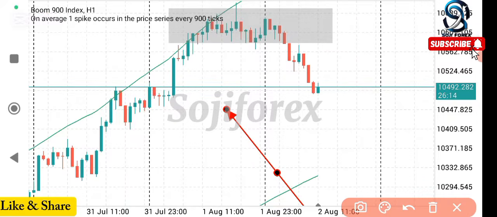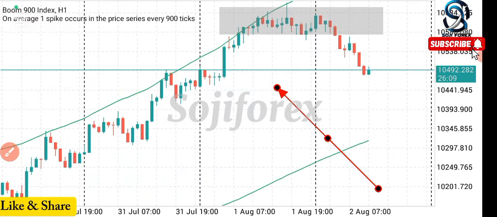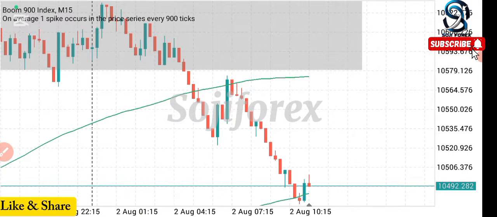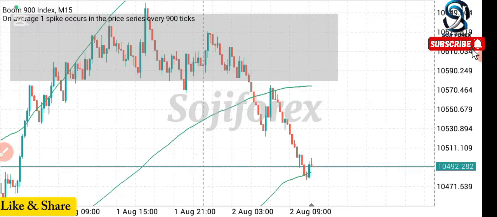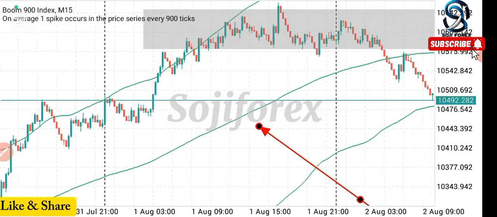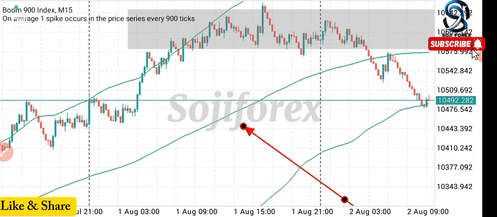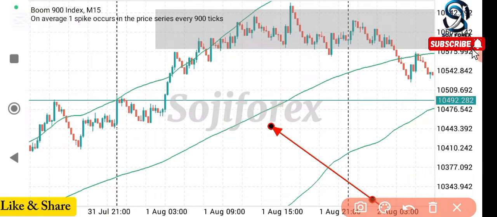Once you get the pullback of price from that zone, all you need to do is move to your 15-minute time frame. Follow me carefully and see how this works. You move to your 15-minute time frame. On your 15-minute time frame, you will now begin to analyze the structure of the market.